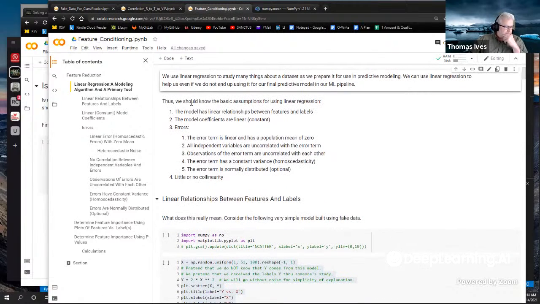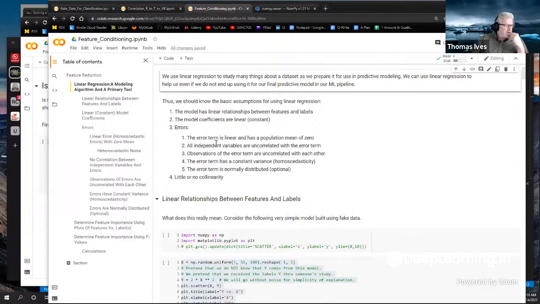Okay, here are the assumptions. The model has linear relationships between features and labels. Now, we break this rule in the process of modeling all the time, but we're trying to glue it back together after, and you'll see what I mean. The model coefficients are linear. That is so confusing. It just means they're constant. By the way, there are realms of modeling where those coefficients are not constant. But thank God, we couldn't really solve those without digital computing or some other advanced computing that might happen in the future.